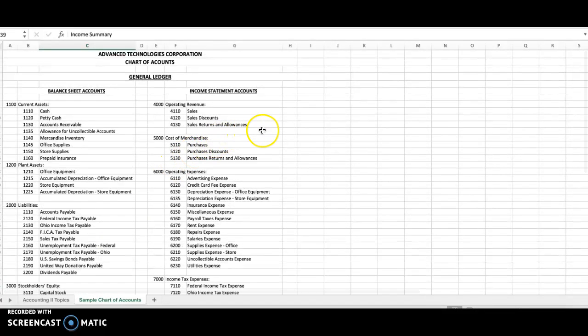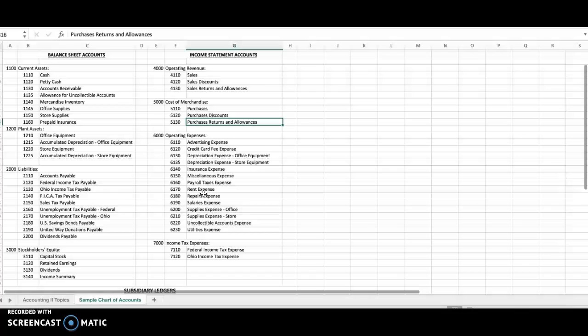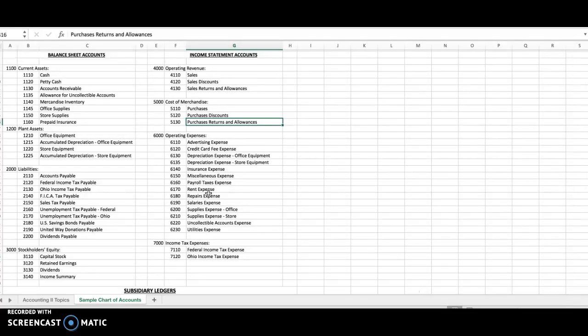On the right-hand side, under revenue now, we have not only sales, but also sales discounts, sales returns and allowances. Cost of merchandise, purchases discount. Sometimes we purchase something, and then if we pay it early, we can take a discount, and we'll talk about how the account handles that discount. And returns and allowances. Sometimes we buy something and we return it. And a number of expenses, many of which you've had already, and we'll be talking a lot about those in terms of the income statement.